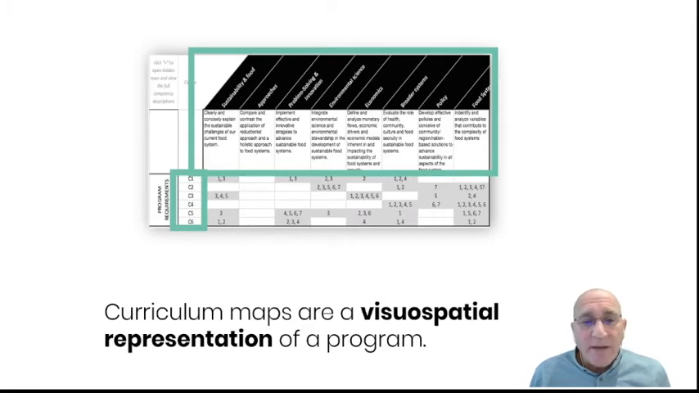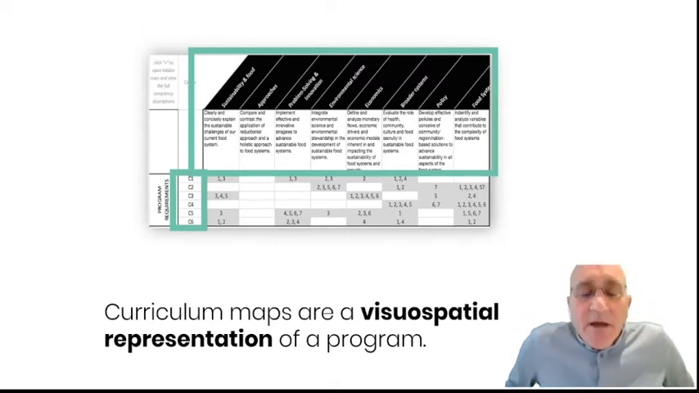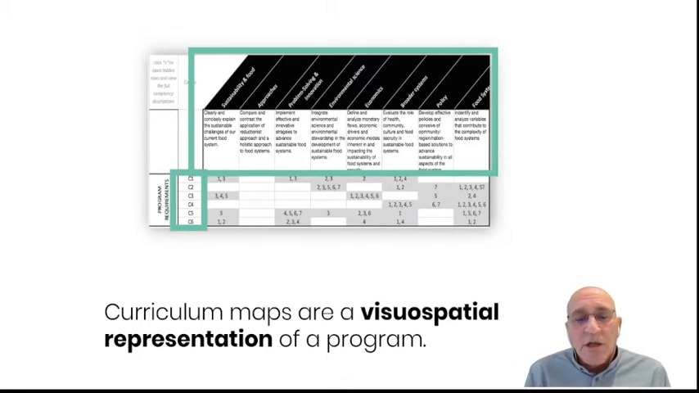So what are curriculum maps? What are we talking about when we're talking about curriculum maps? Curriculum maps are that visual spatial representation of a program. This is a pretty standard, not atypical, visualization of a curriculum map. So let me take you on a walk through this. What we're looking at at the top in the black bars is the what. What are those content themes that the educators believe that students need to master before they graduate or for graduation?